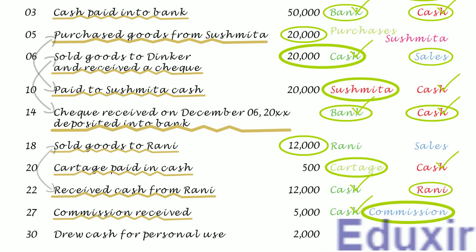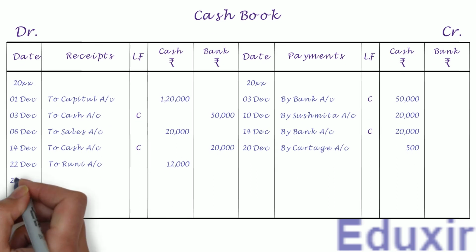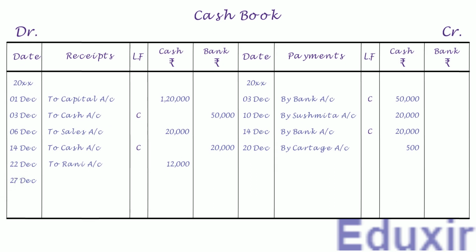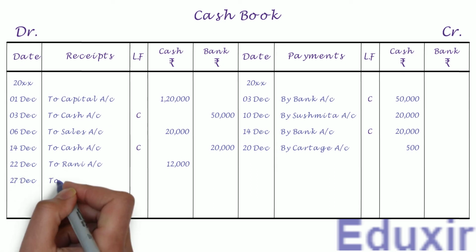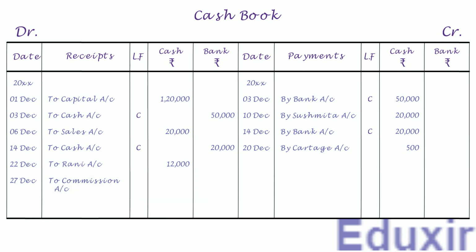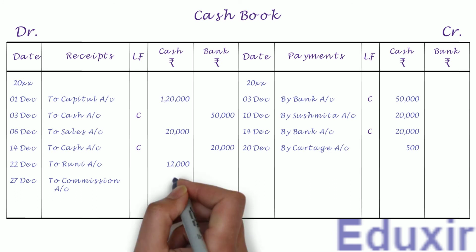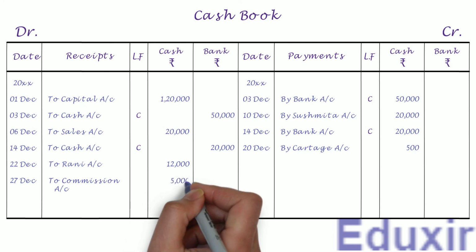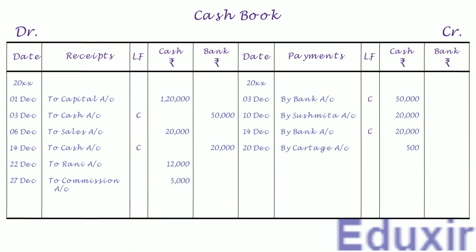With this analysis at our disposal, let us proceed with the posting of this transaction on the debit or receipt side of the cash book. Let us first record the date. Let us then record commission account in the receipts column. Let us then record the debit amount of 5,000 rupees in the cash column. With that, we have completed the posting of this transaction into the cash book.